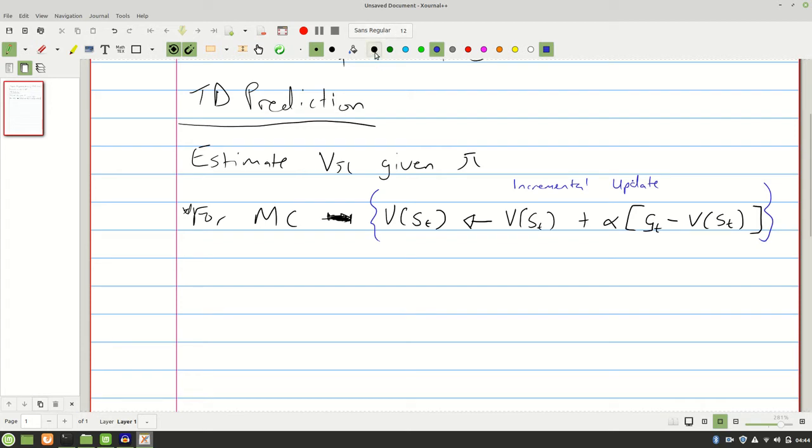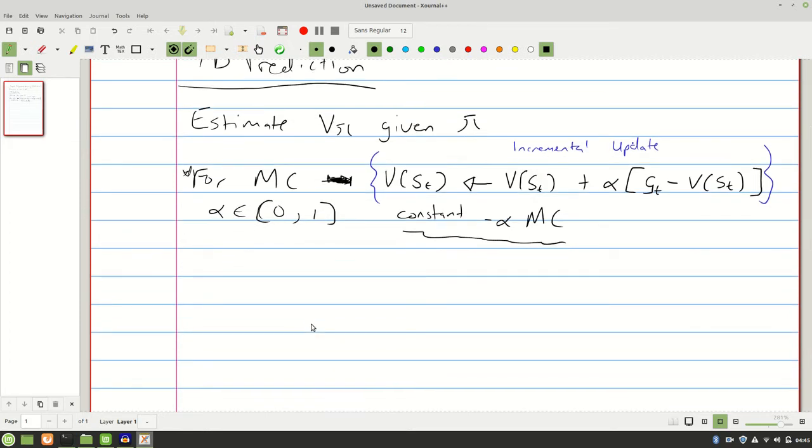In the previous lecture, of course, alpha corresponded to the weights when we were looking at importance sampling and so on. But for this lecture, we're going to consider alpha to be constant. If we choose alpha to be constant, by that I mean alpha between 0 and 1, we can denote this as constant-alpha Monte Carlo. We can think of alpha as being some kind of learning rate, if you're familiar with machine learning concepts. So we'll just assume that alpha here is just some constant.